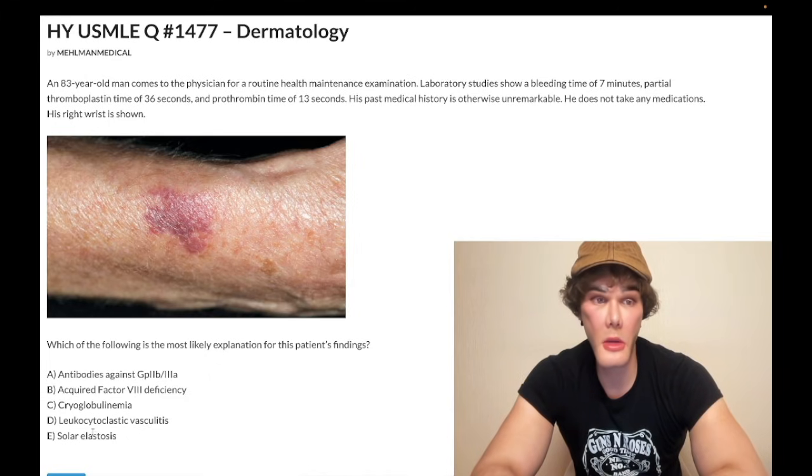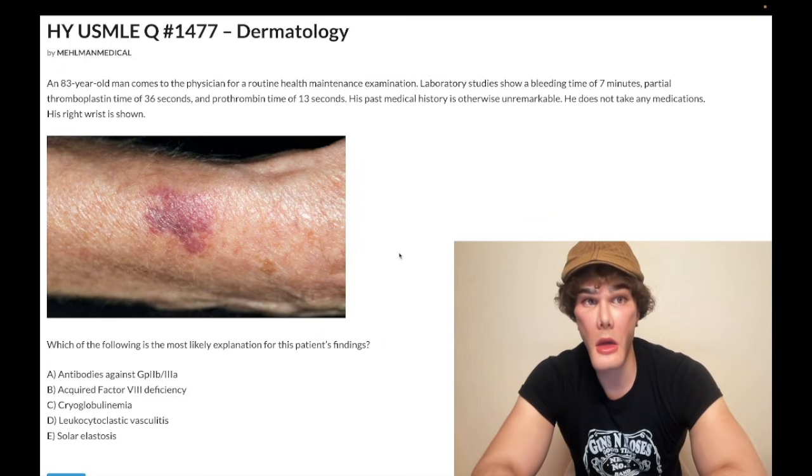Choice C, solar elastosis. Correct answer. Elastosis means sun damage. USMLE will use the term. Diagnosis is actinic purpura, aka senile purpura, and they'll give you a picture just like this on USMLE, and the answer is just senile purpura or actinic purpura. You need to know it's a benign finding.